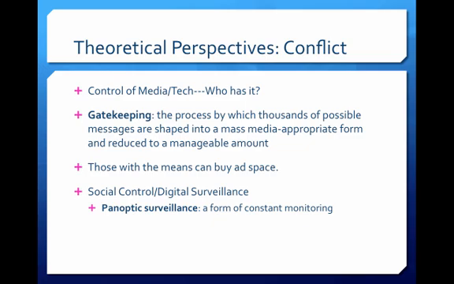Another thing that a conflict theorist is concerned with is social control and digital surveillance. So think about every single time you might have checked into some place on Facebook or on Foursquare. Or think about whether location services are turned on your phone. These are the things that a conflict theorist is concerned about. And the idea that we can track people's locations, we can track people's behaviors, we can track people's spending.